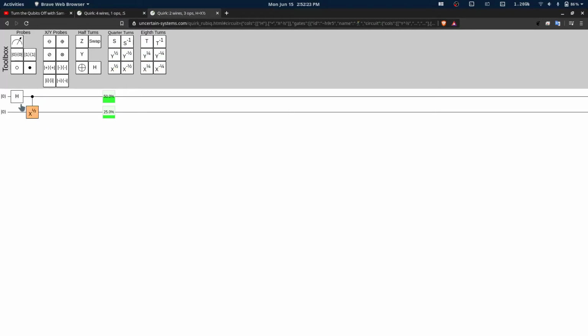It seems to be this particular circuit: Hadamard, control gate, control quarter rotation along the x-axis, which seems to change this to 50% and 25%.